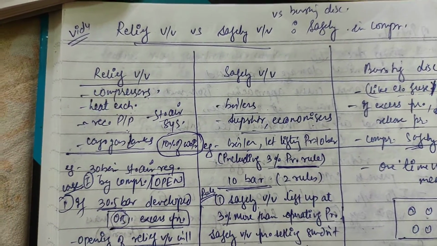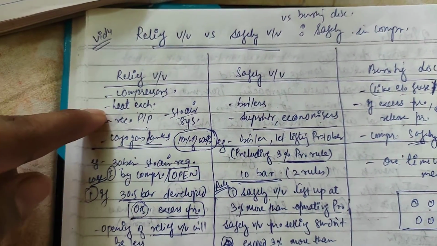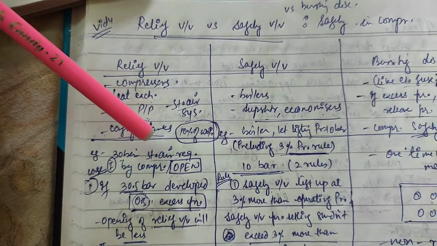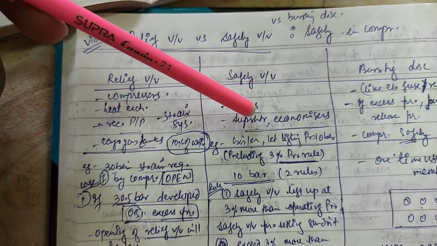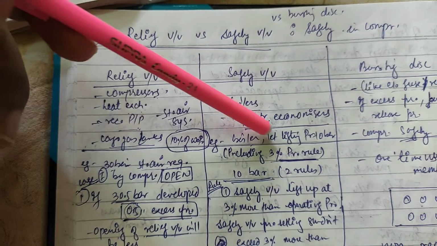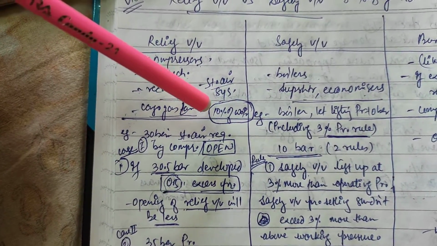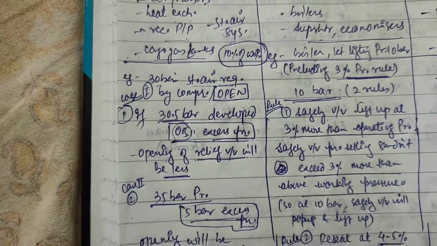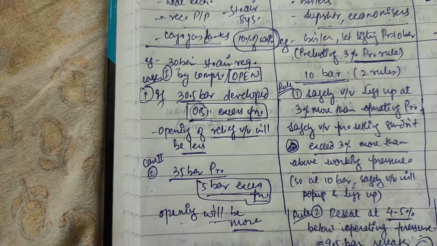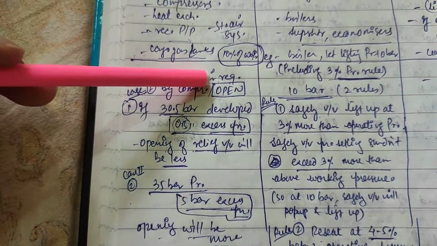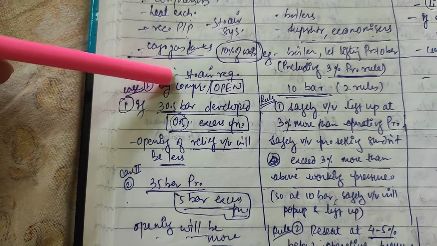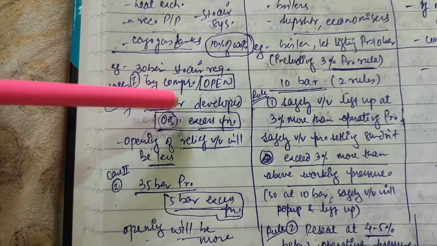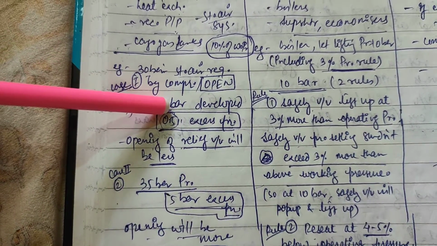The first thing is that a relief valve is used in compressors, heat exchangers, reciprocating pumps, starting air systems, and cargo gas tanks. A safety valve is used for boilers, superheaters, economizers, etc. A relief valve is generally set at 10% of working pressure. Let's see how this works. Suppose the starting air bottle pressure is set at 30 bar. If the pressure goes more than 30 bar, the relief valve will lift off, right?